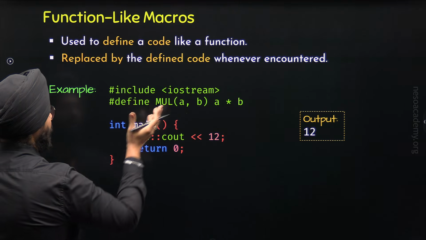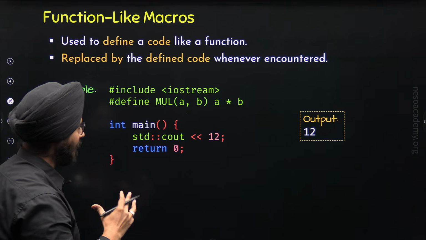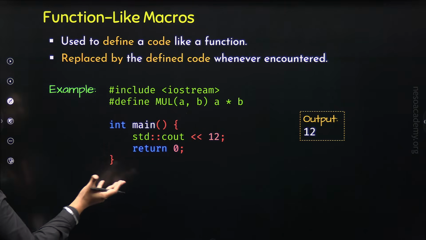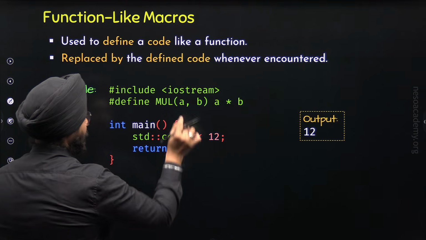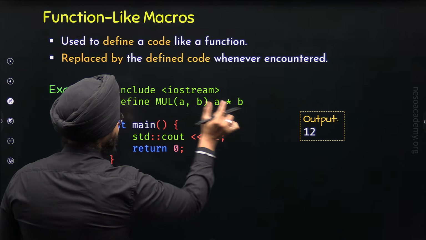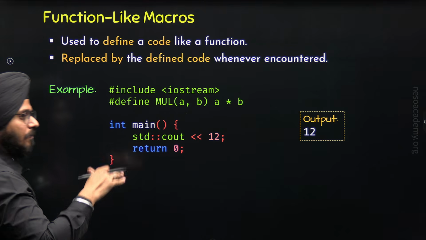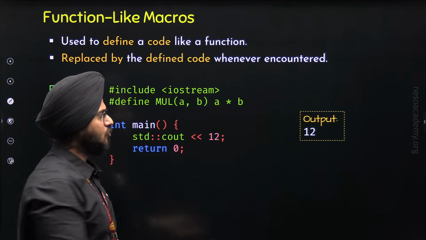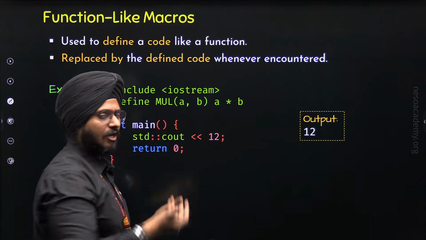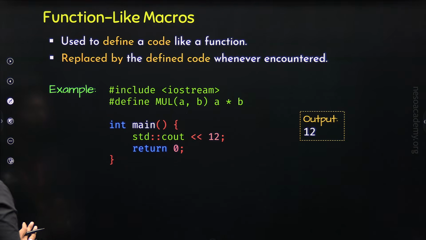We call it a function-like macro because it looks like a function. We can define a kind of function with the help of a function-like macro, but it is not a function. This macro represents A times B. So the preprocessor will replace this macro by A times B. In place of A and B, we may have values like 3 and 4. So I hope this idea is clear to you.